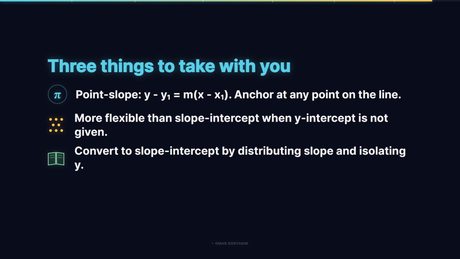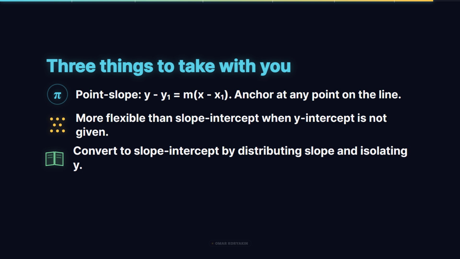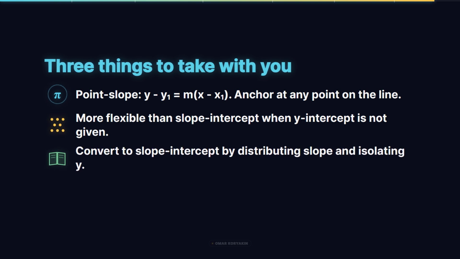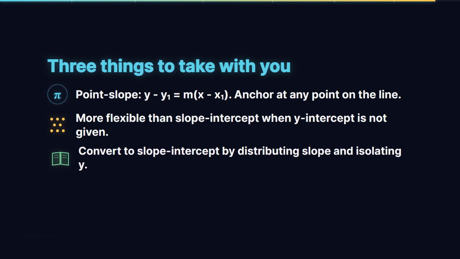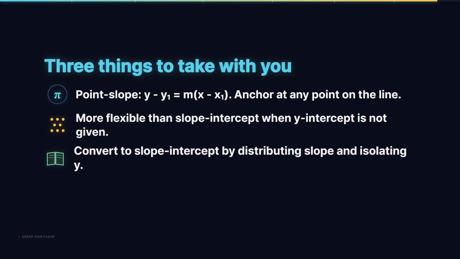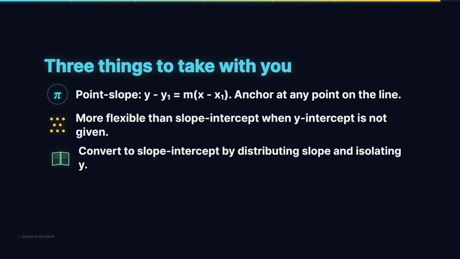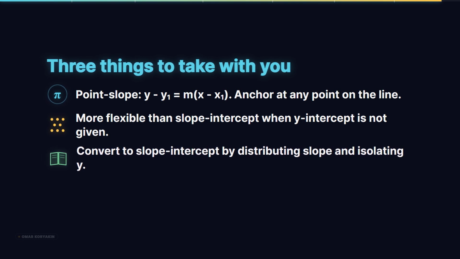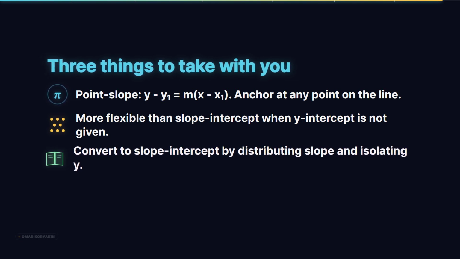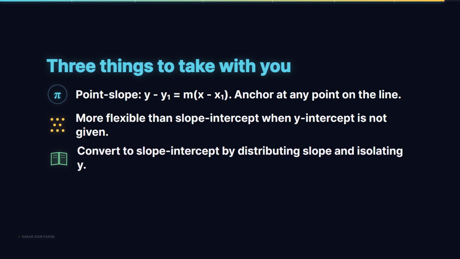Third, to convert from point-slope to slope-intercept, distribute the slope across the parentheses on the right side and isolate y on the left side by adding y1 to both sides of the equation. The conversion takes about 5 seconds and is useful when the problem asks for the slope-intercept form specifically or when you want to read the y-intercept directly from the equation. Going the other direction, from slope-intercept to point-slope, just requires choosing any point on the line and plugging into the template.